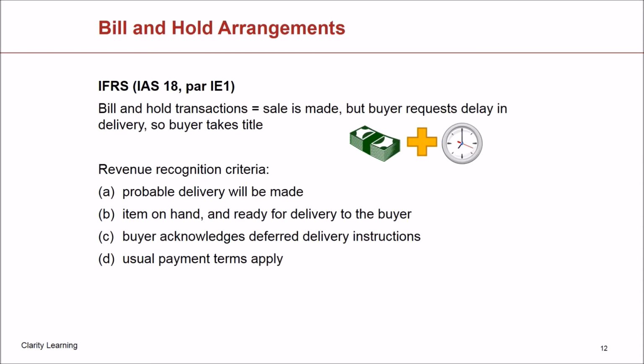Last but not least, in terms of the topics we'll be covering today, that includes bill and hold arrangements. Note that these arrangements are when a sale has been made but the buyer has specifically requested a delay in delivery. However, they're still taking the title or ownership of the good. What's interesting to note is that these bill and hold arrangements are available in paragraph IE1. However, it is not in the PDF viewer.